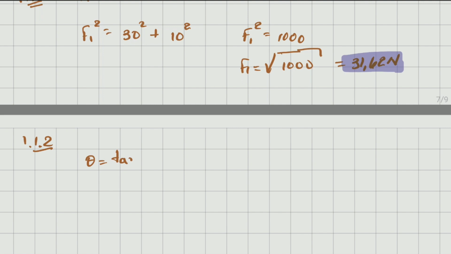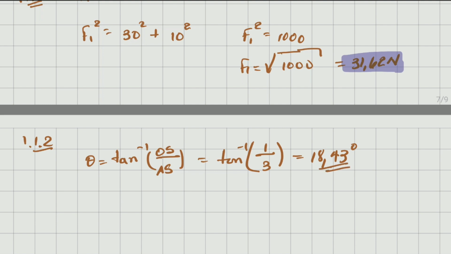That is equal to tan inverse of opposite side divided by adjacent side. Okay? And if we go there, it is equal to tan inverse of the opposite side, which was 1. I'm not going to substitute the 10. I'm going to substitute the 1. And the adjacent was the 3. So if you solve this one, the answer would be 18.43 degrees. Now this one is not the final answer.